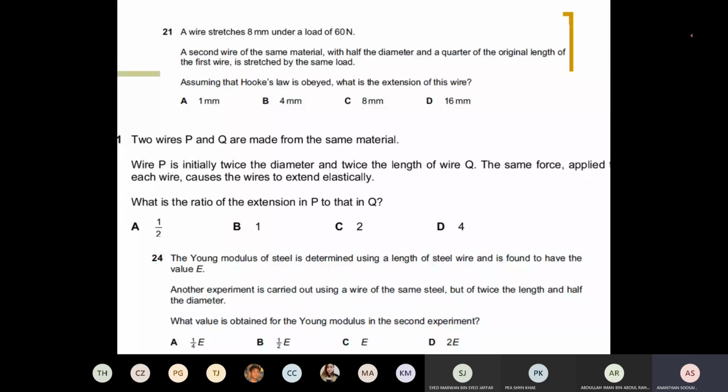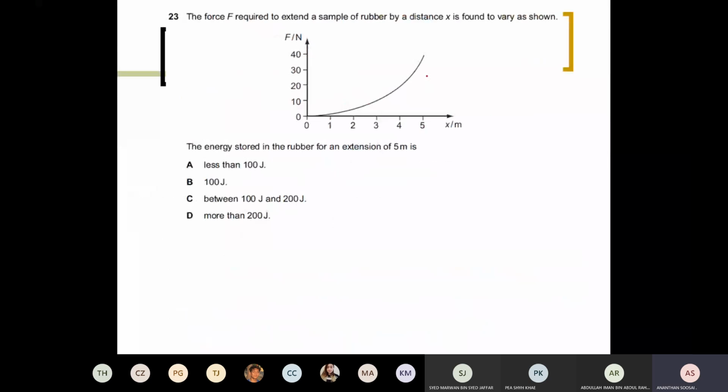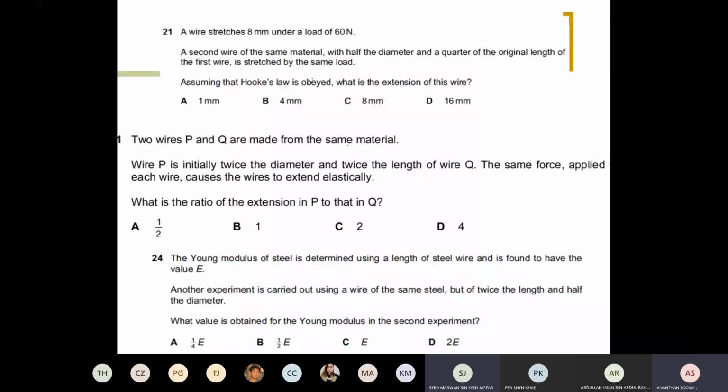Yeah, I receive another answer, C. Receiving more answers, C. Two of you say C, one of you says D. C or D? C. So it should be C, right? Same Young modulus, right? What statement above should you conclude it's the same Young modulus? How do you know it's the same Young modulus?